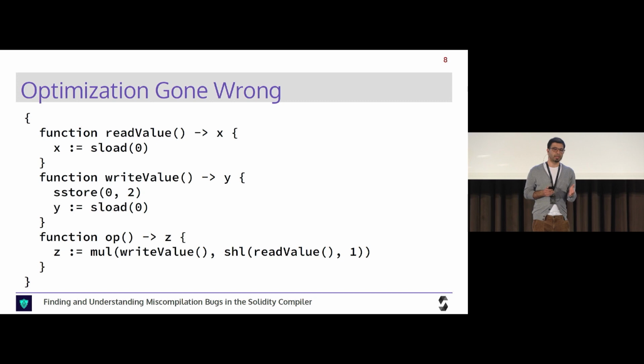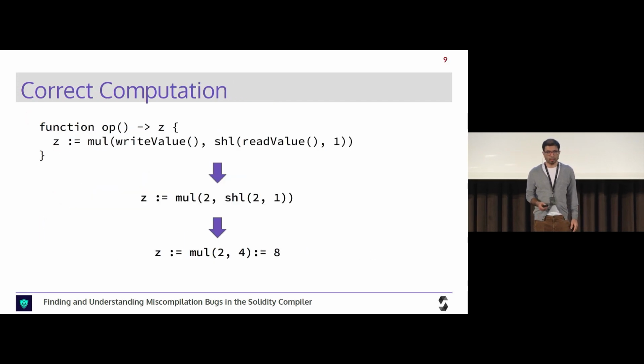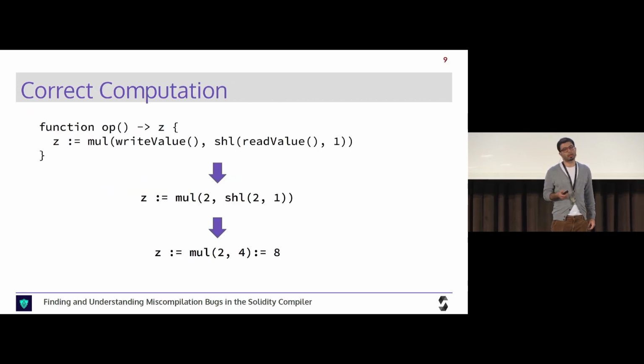So how this would be evaluated in the function op would be you multiply the value returned by write value. So you invoke write value first, and then you invoke read value, so that storage is altered in sequence, and essentially the read value returns the value that was written by the write value function. So the correct computation would look like this.